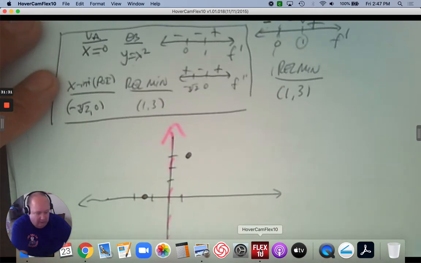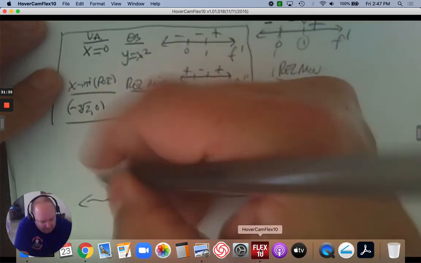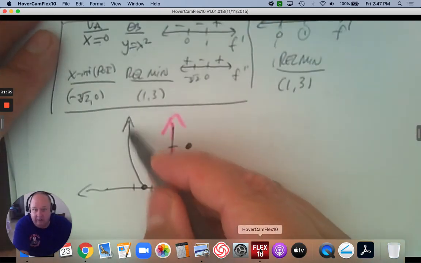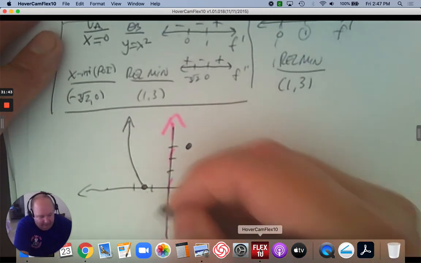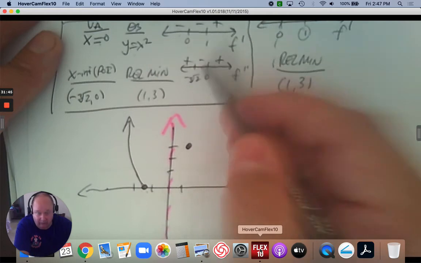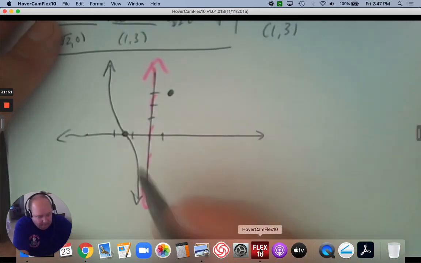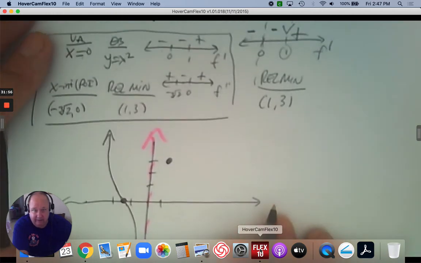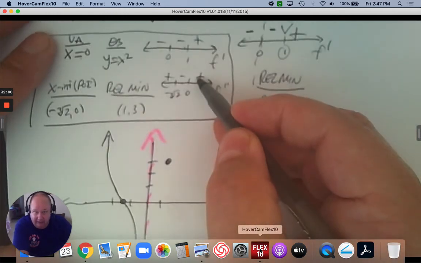So what do I know about this graph? It decreases and smiles. After the intercept, it still decreases, but now it frowns. So it kind of looks like a cube root. After the vertical asymptote, it's going to continue to decrease, but smile all the way.